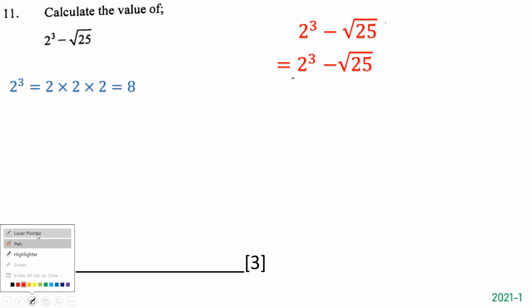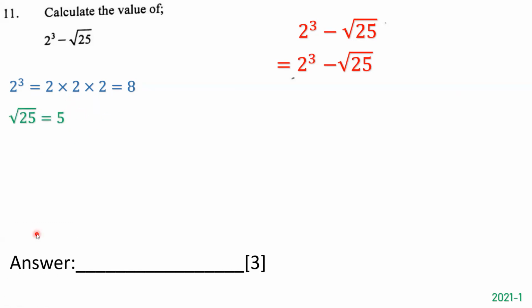Next up we have the square root of 25, which is 5. So we know that 2 to the third power is 8, minus the square root of 25, and the square root of 25 is definitely 5. So we have 8 minus 5, and 8 minus 5 is 3. So the answer here is 3. Let's move on to the next question.